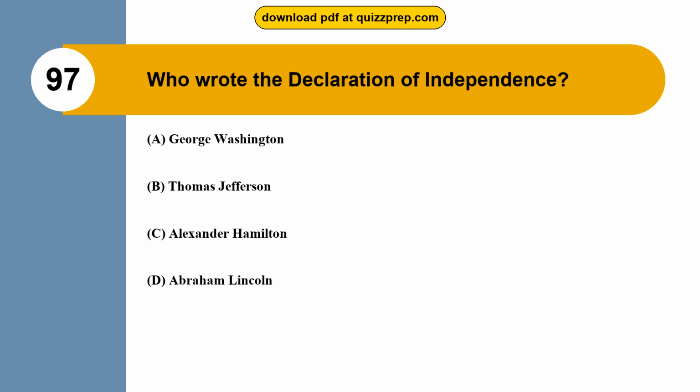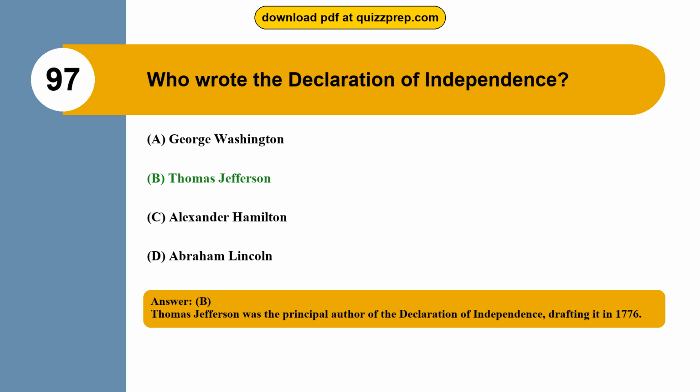Question 97. Who wrote the Declaration of Independence? Option A, George Washington. Option B, Thomas Jefferson. Option C, Alexander Hamilton. Option D, Abraham Lincoln. The correct answer is option B, Thomas Jefferson. Thomas Jefferson was the principal author of the Declaration of Independence, drafting it in 1776.